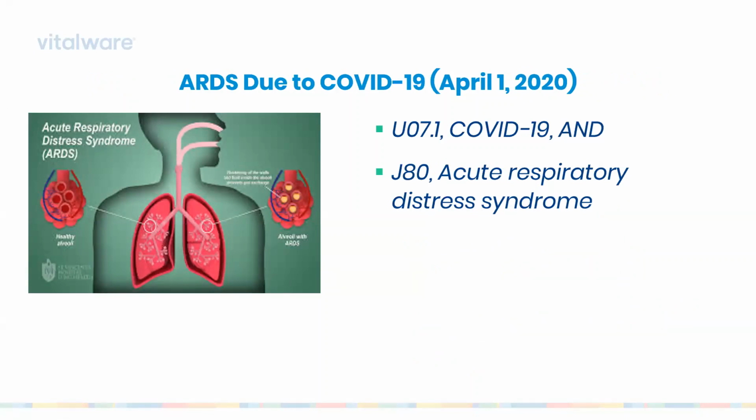There we go. Okay, so acute respiratory distress syndrome due to COVID-19. Again, U07.1 and J80. So the acute respiratory distress syndrome is different than the respiratory failure. Doesn't mean that the organs have completely, or that the lungs have completely shut down. It just means that we're requiring supplemental oxygen or intensified observation.